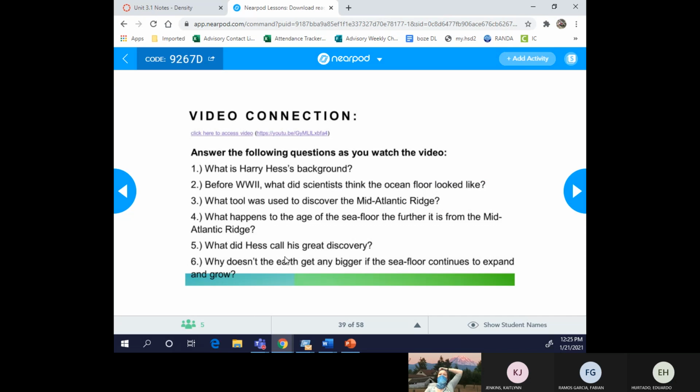What did Hess call his great discovery? That's all right. His great discovery is the seafloor spreading. Trust yourself. All right, and why doesn't the Earth get any bigger if the seafloor continues to grow and expand?